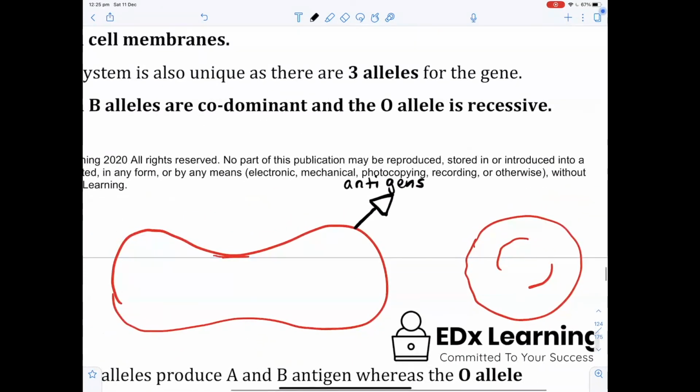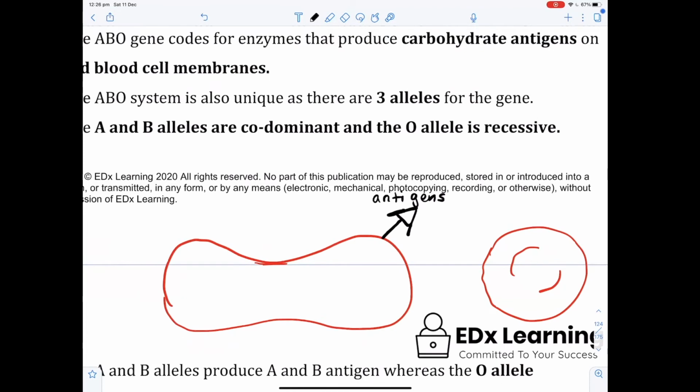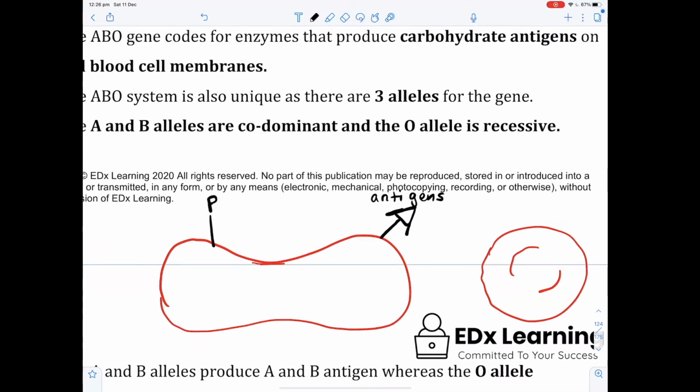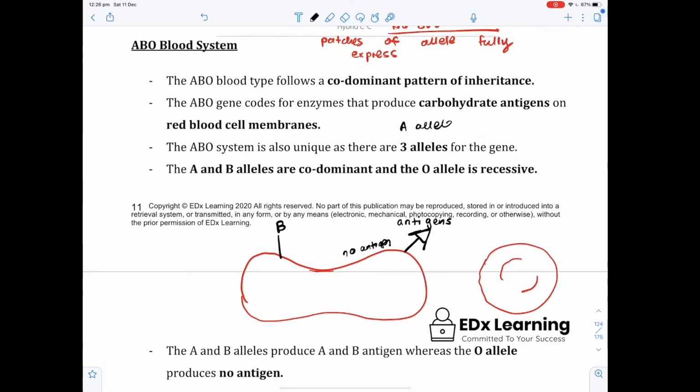Now, there are 3 different variations which can occur. We can have A antigens. We can have B antigens. Remember, these are just sugar molecules. If you zoomed into the chemistry of this, these are carbohydrates, kind of like the sugar in DNA. That's what these antigens are. And finally, you could have O. O is no antigen. That's what the O allele codes for. No marker molecule at all. Okay? So those are the three alleles you can have. The A allele, which codes for the A antigen. The B allele, which codes for the B antigen. And the O allele, which codes for no antigen. Good.